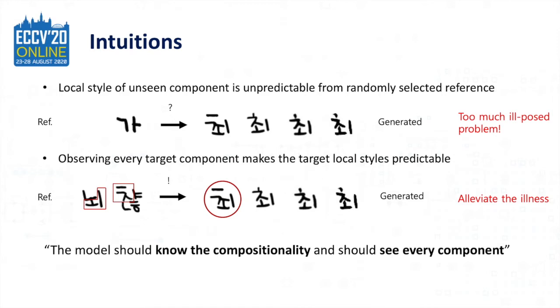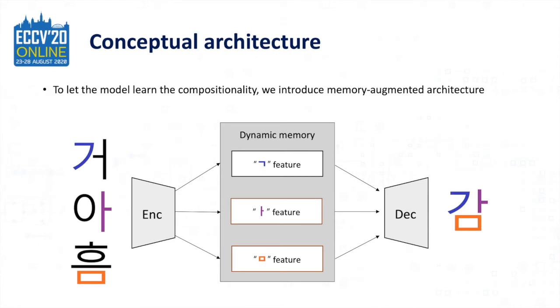From these intuitions, we propose two design principles. First, the model should be able to know the compositionality. And second, the model should see every component. Conceptually, we designed the encoder to decompose the input glyphs into the components, and the decoder to synthesize using the component-wise features. And we show all the components required to generate the target glyph. The dynamic memory handles encoded features component-wise and connects the encoder with the decoder.